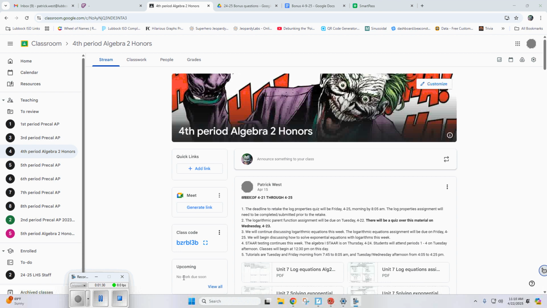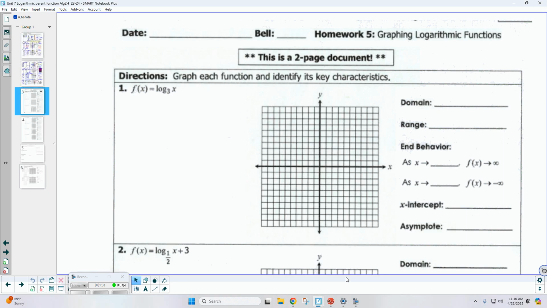Okay, well, let's go ahead and get to it. All right, so here we go. We wanted to graph each function and identify its key characteristics. Did we want to start with, say, number one? This one has no transformations. Or do we want to just dive right into one that has transformations? You just want to do number one? Let's do number one. Okay.